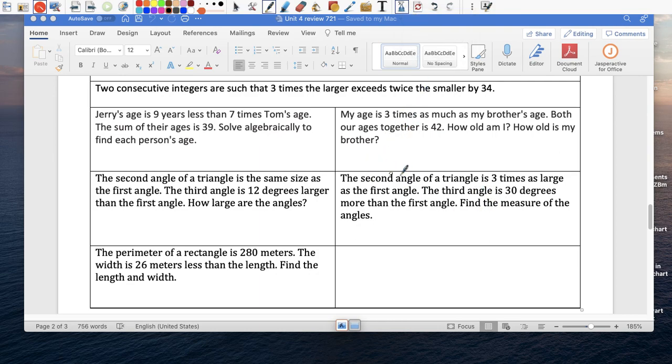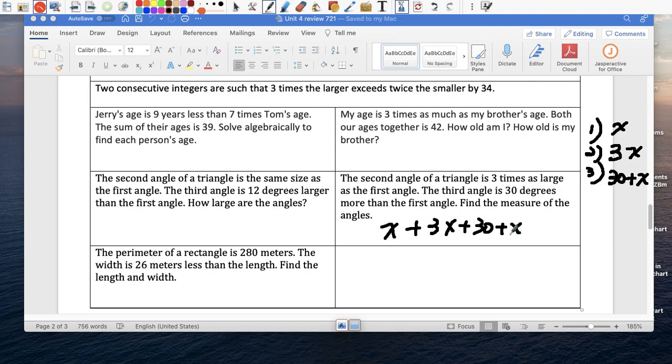Another triangle. We have the first angle, second angle, third angle. The second angle of the triangle is 3 times as large as the first. Do we know anything about the first? No, so we'll call it x. The second angle is 3x, and the third angle is 30 more than the first angle, so 30 plus x. All together equals 180.